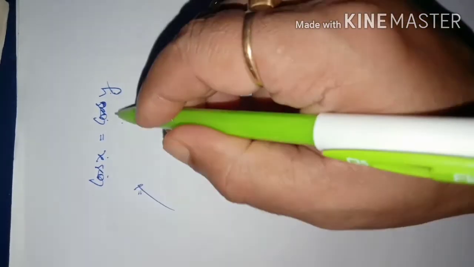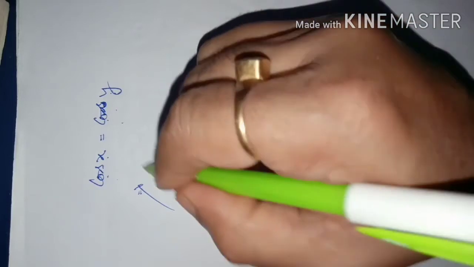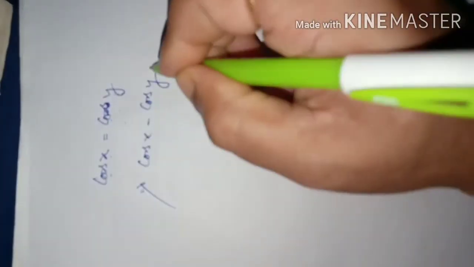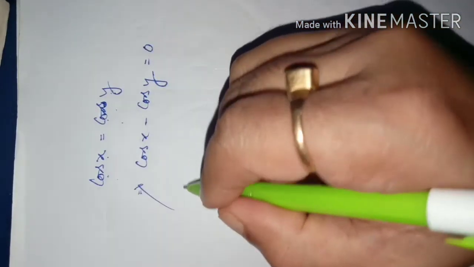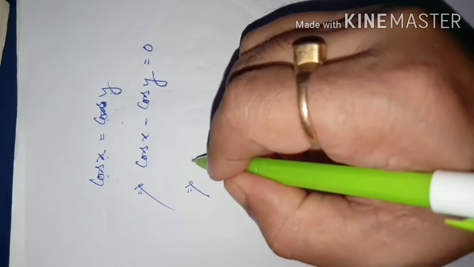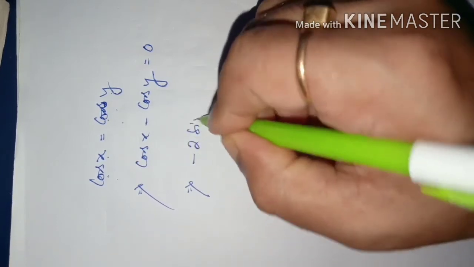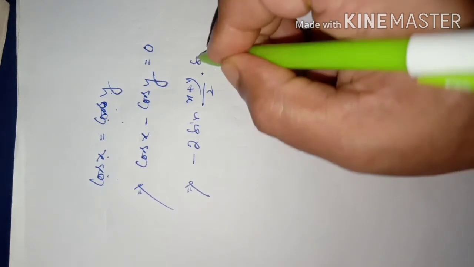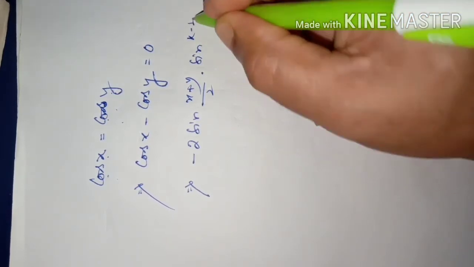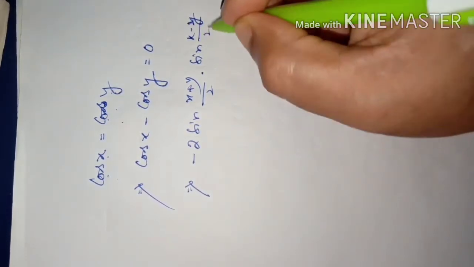Suppose you bring this cos y to the left hand side, then it will be cos x minus cos y. And cos x minus cos y, this is an identity. We recall this identity: cos x minus cos y gives us minus 2 times sine of (x plus y) by 2 into sine of (x minus y) by 2, equal to 0.